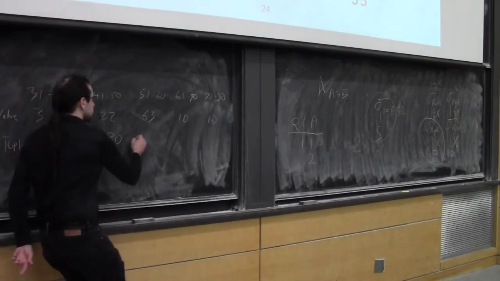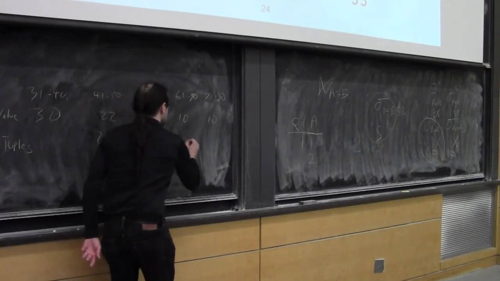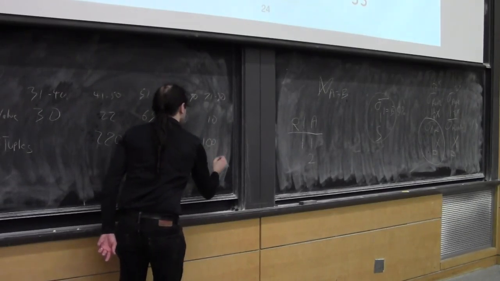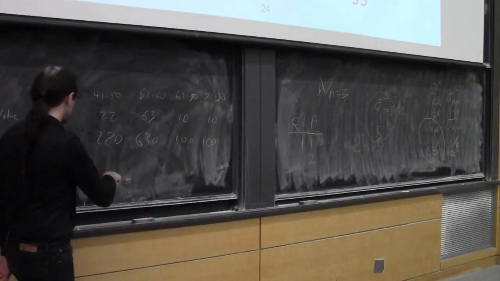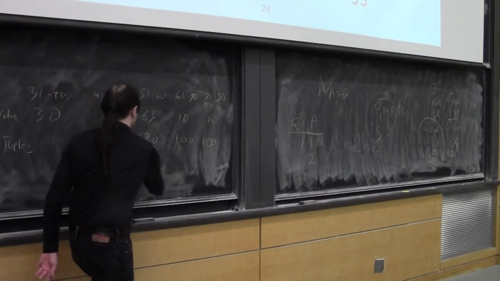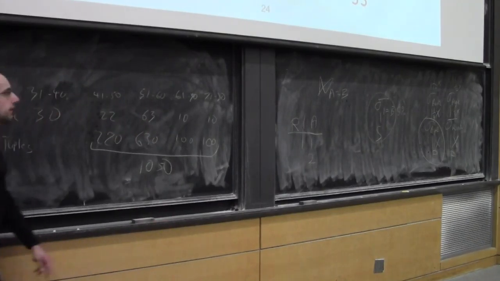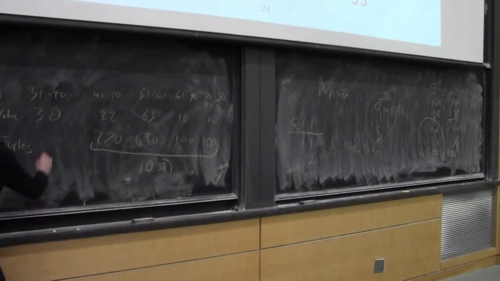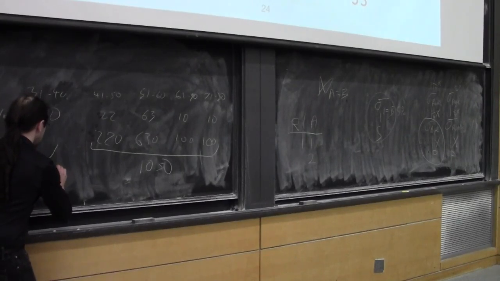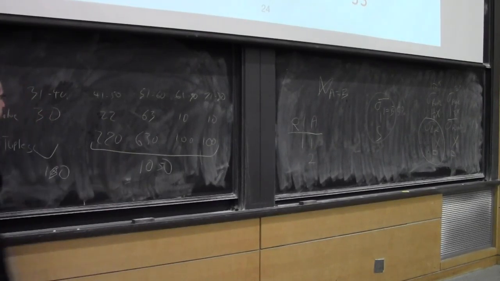So this ends up being 1,050 just between those, and then in this range, 180, so 180 plus 1,050 is 1,230 records total.